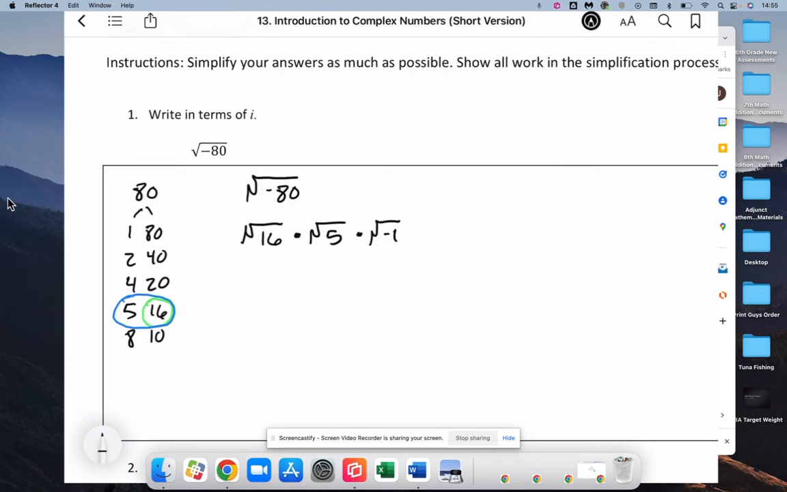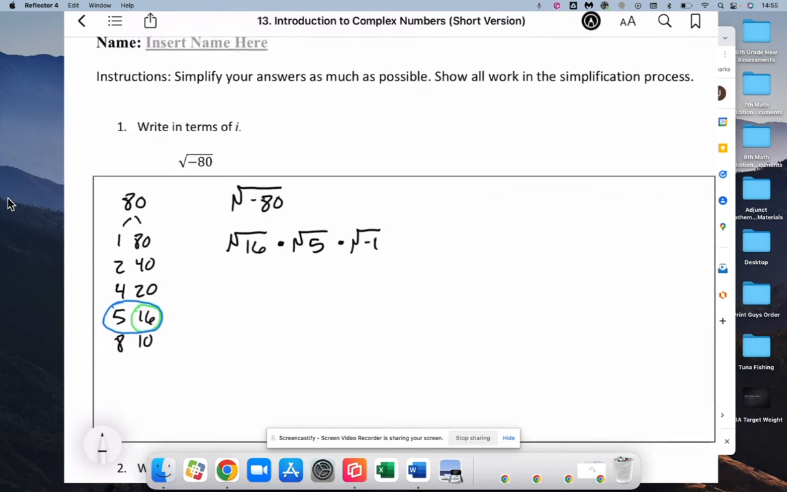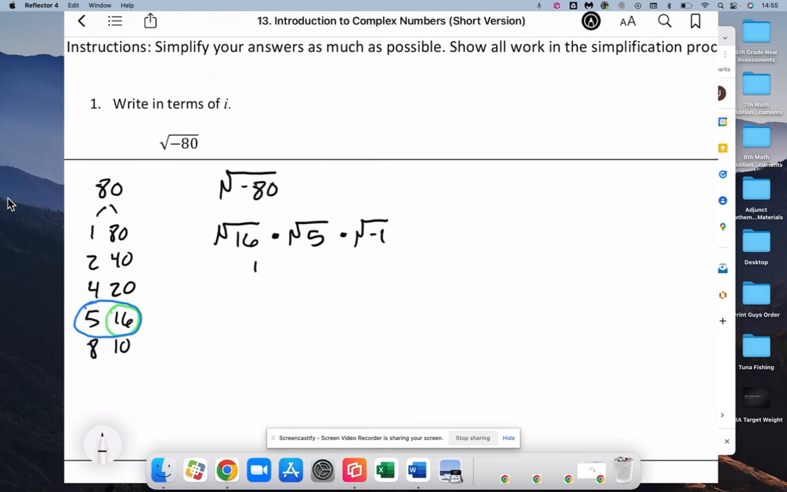And so that -1 at the end is really the only thing that we're adding to the work that we've done previously. And so similarly to what we've done previously, the square root of 16 is positive or -4. The square root of 5 is still the square root of 5. And at the end, the square root of -1 is i.